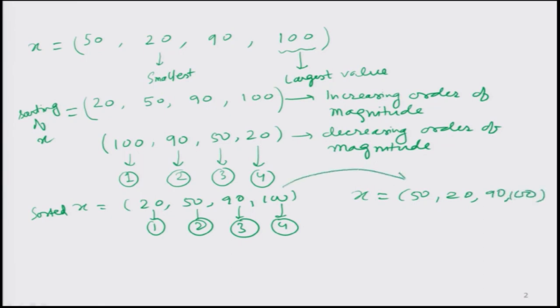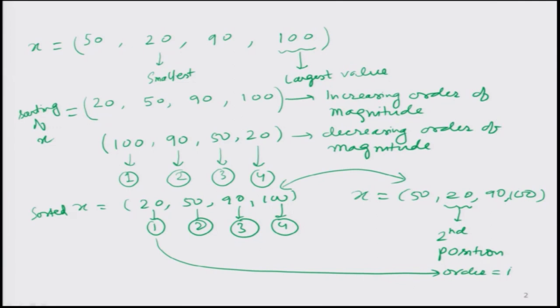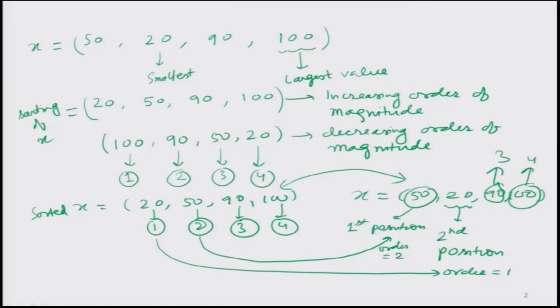Now if you compare this and this, what happens? Here 20 is at the second position in the original vector, but the order of 20 is 1. Similarly, 50 is at the first position in this vector, but the order of this 50 is 2. And similarly for 90, the order is 3, and for 100, the order is 4. In this case, the positions of 90 and 100 coincide with the original order in the x vector. So this is what we mean by sorting and ordering.